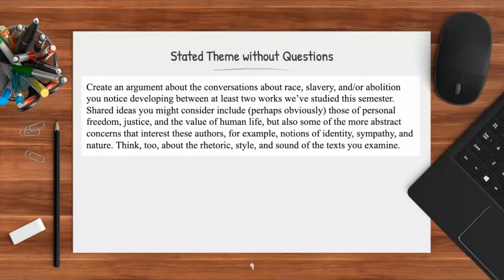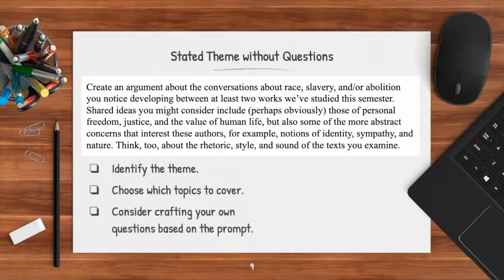This example is essentially the same as the last, but it takes a little more reflection from you because it doesn't ask you questions that you can directly answer. Especially if you're stuck or need some help reflecting, you can try crafting your own questions based on the prompt and topics that interest you. If you're not sure that you're on the right track, you can show your reflection questions or your thesis to your professor and get their feedback.